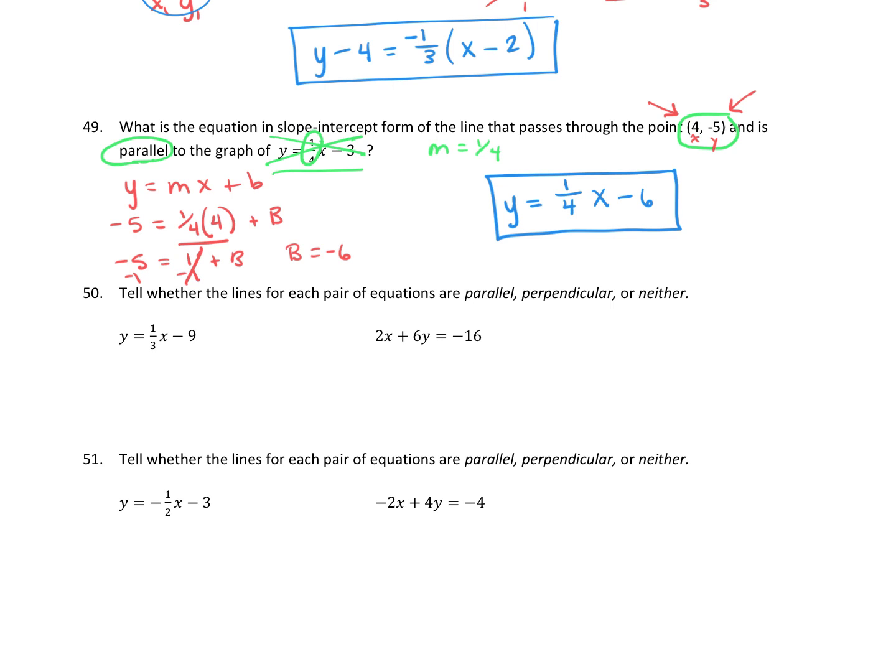So this first one, y equals 1/3 x minus 9, that is slope-intercept form. So we can identify the slope right here with the x. So our slope is 1/3. We want to see how that compares to the slope of the second line. This is standard form. We don't know the slope from standard form. So we are going to take this and actually solve for y so that it looks like this one. If you solve for y, you'll have slope-intercept form, and then we can identify the slope.